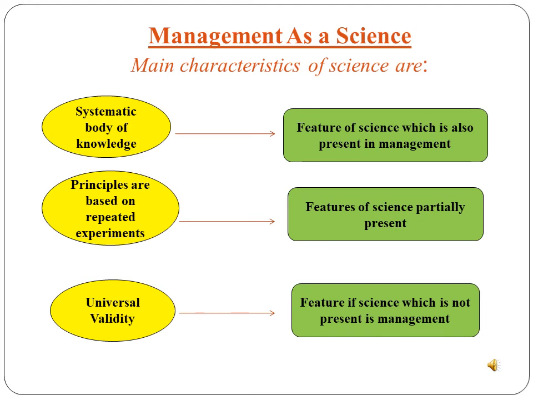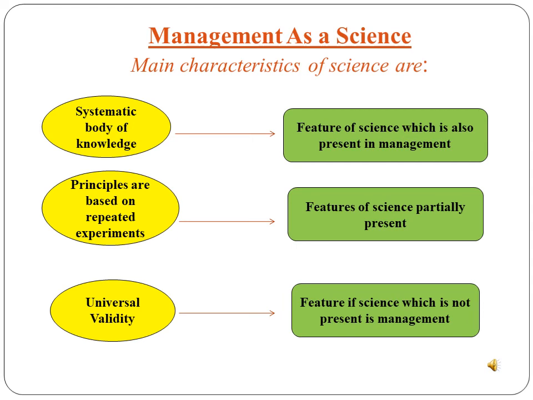The second feature is principles based on experimentation. Scientific principles are formed on the basis of observations and experimentation. When we talk about management, the principles are also based on various observations and experimentation. But they are not accurate, because these experiments and observations are done on humans, and every human is different from one another. That is why science is partially present in management.